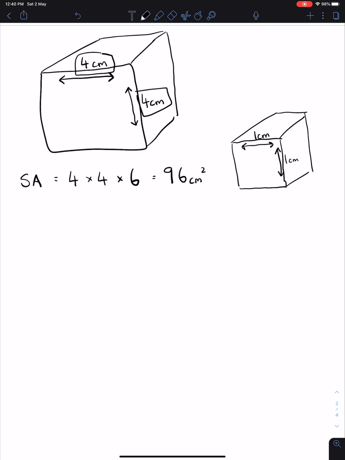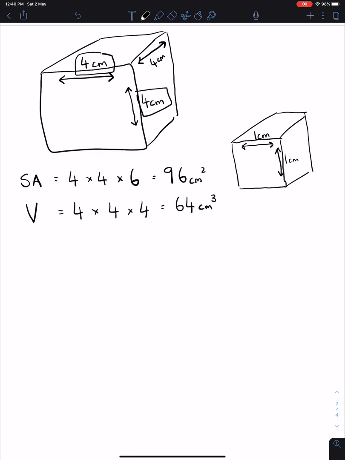Okay, now we have to work out volume. For volume, you just go 4 times 4 times 4 because this is going to be 4 centimeters also. 4 times 4 times 4. If you did that on your calculator, you should get 64. And this time, centimeters cubed.